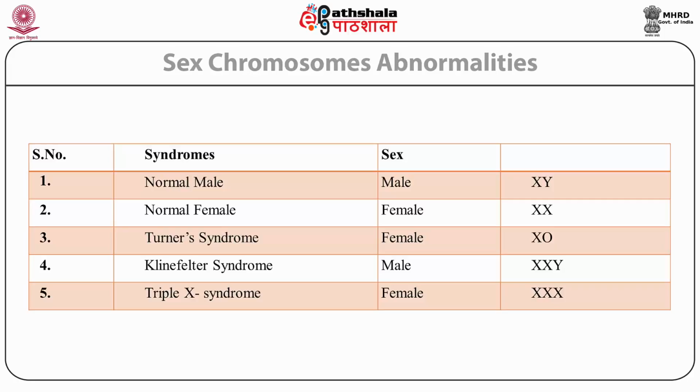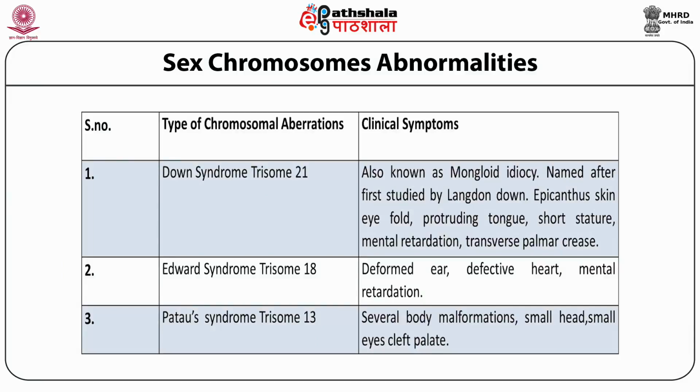triple X chromosomal composition. In case of Down syndrome, that is trisomy 21, the clinical symptoms include mongoloid idiocy, and it is named after Langdon Down. Epicanthic skin eye fold, protruding tongue, short stature, mental retardation, and transverse palmar crease are important symptoms of trisomy 21. Whereas in case of trisomy 18, which is also referred to as Edward syndrome, the symptoms are deformed ear, defective heart, and mental retardation. Trisomy 13, which is referred to as Patau syndrome, has clinical symptoms including several body malformations, small head, small eyes, and cleft palate.